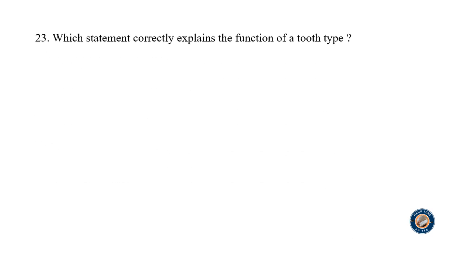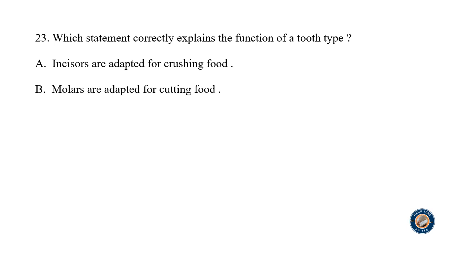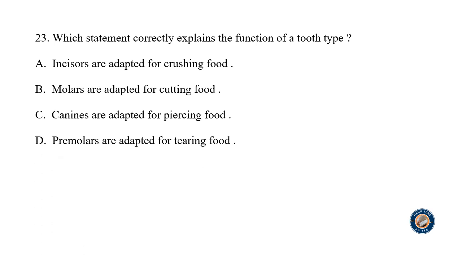Question number 23. Which statement correctly explains the function of a tooth type? A. Incisors are adapted for crushing food. B. Molars are adapted for cutting food. C. Canines are adapted for piercing food. D. Premolars are adapted for tearing food.